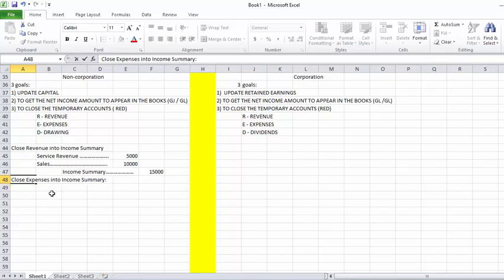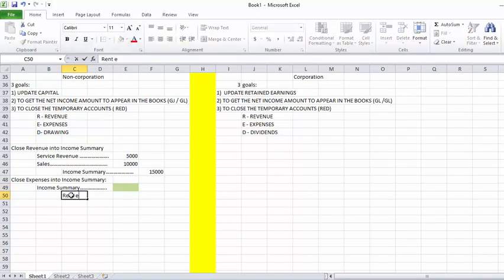Okay, and to do that, remember, expenses are part of debit aid and they have debit balances. So to close them, we have to credit them, which means we've got to debit income summary first because we always have to write our debits first. We don't really know this number until we add up all our credits.